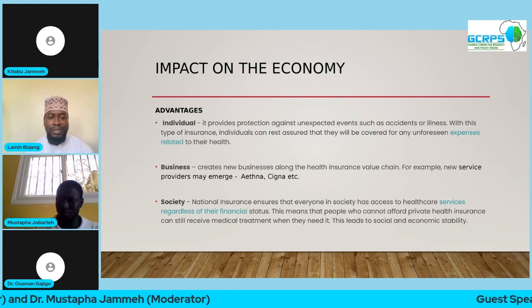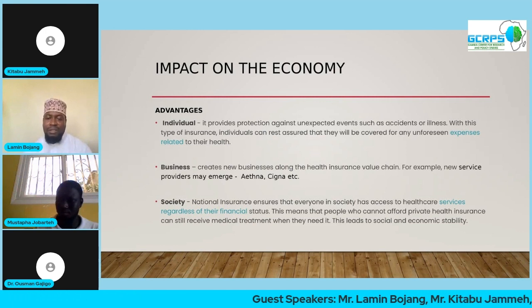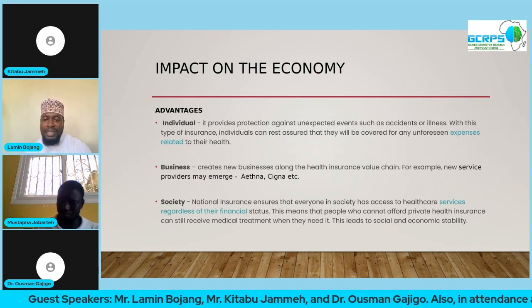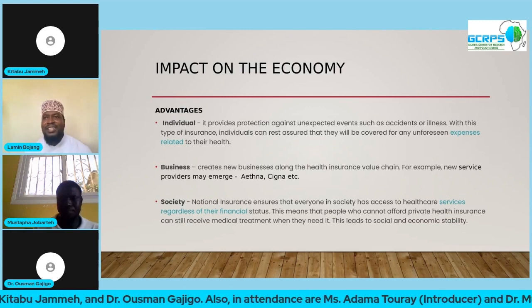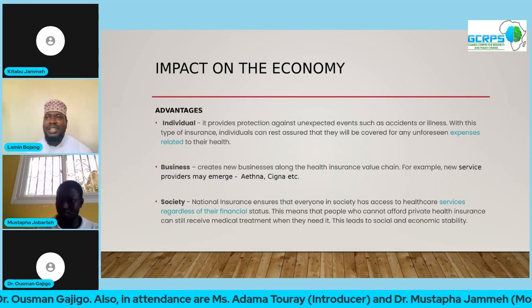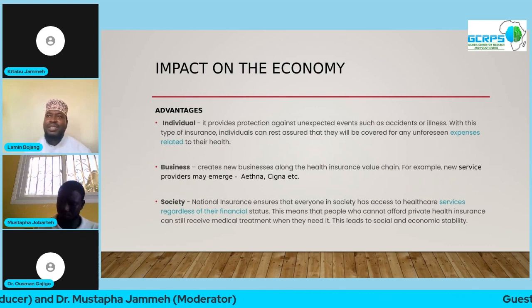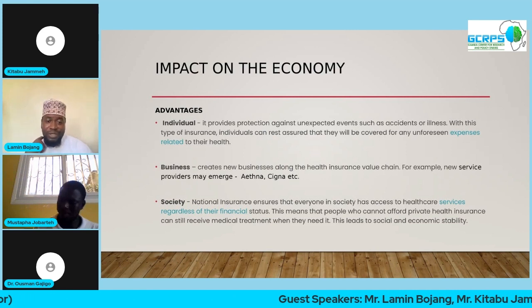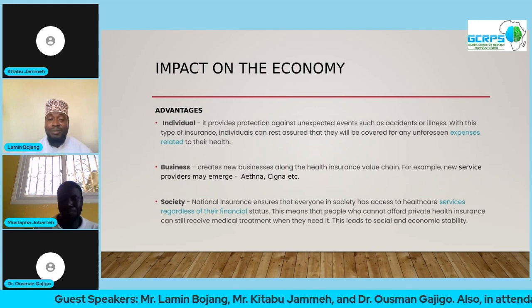On society, basically, health insurance leads to socioeconomic stability, in the sense that people will feel a membership to society, that yes, the society is here to cater for all, to make sure that you have this sort of equality. Equality, especially in terms of service provision, regardless of the financial status of the individual, is very important.